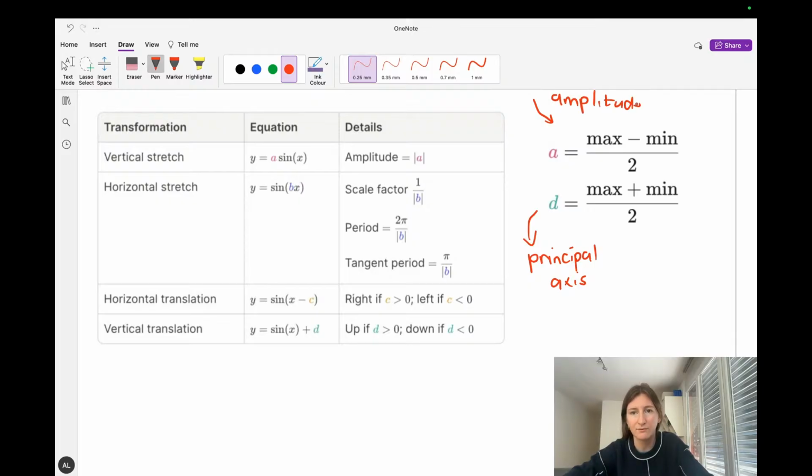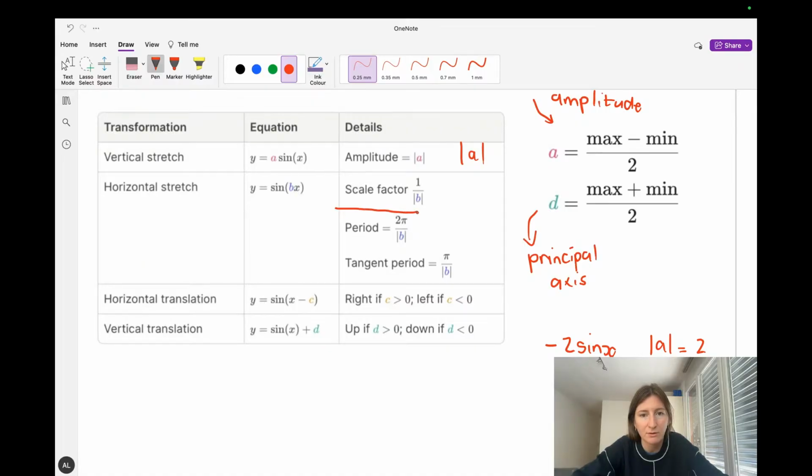I would note these down if I were you, add them to your formulas that you have to memorize before going into the exam. We're stacking up with quite a few in these sessions of ones that we need to memorize. So the max minus the min divided by 2 gives you amplitude, or the max plus the min divided by 2 gives you the principal axis. When we want the amplitude, remember we want the absolute value, because amplitude is like the distance. So we can't have a negative distance. So even though your question might be like minus 2 sine x, your amplitude is not minus 2. Your amplitude is going to be 2.